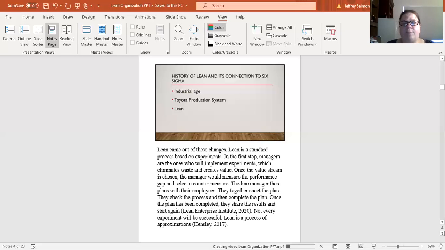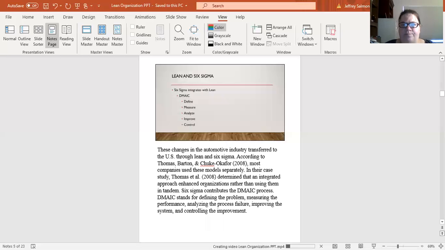These changes in the automotive industry transferred to the US through Lean in combination with Six Sigma. According to Thomas Barton Okafor, most companies use these models separately. In their case study, Thomas et al. determined that an integrated approach enhanced organizations rather than using them in tandem. Six Sigma contributes to the DMAIC process. DMAIC stands for defining the problem, measuring the performance, analyzing the process failure, improving the system, and controlling the improvement.